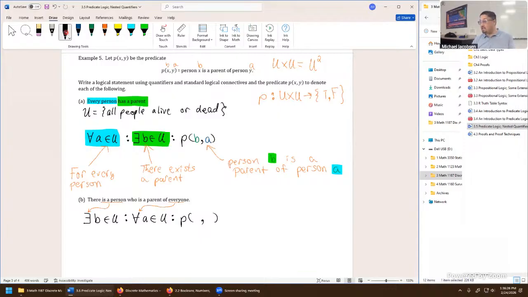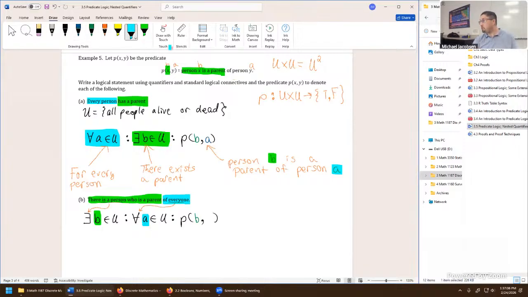Then this is a good point to pause and reflect what should go in each portion. There exists a person who is a parent. So I'm thinking of this one being the person, being the X that goes inside here. The first input is the parent. So I'll put this B into the first position, following the color coding that we see above, such that this person is a parent of everyone. When it says of everyone, we mean all people alive or dead. So that's the A part right here.